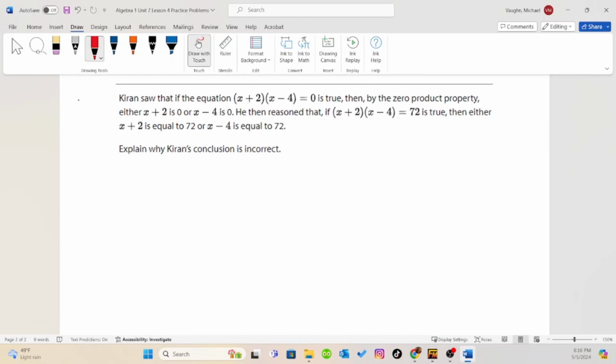Next question. Kieran saw that if the equation, the quantity of x plus 2 times the quantity of x minus 4 equals 0 is true, then by the zero product property, either x plus 2 is 0 or x minus 4 is 0. He then reasoned that if (x plus 2) times (x minus 4) equals 72 is true, then either x plus 2 equals 72 or x minus 4 is equal to 72. Explain why Kieran's conclusion is incorrect.